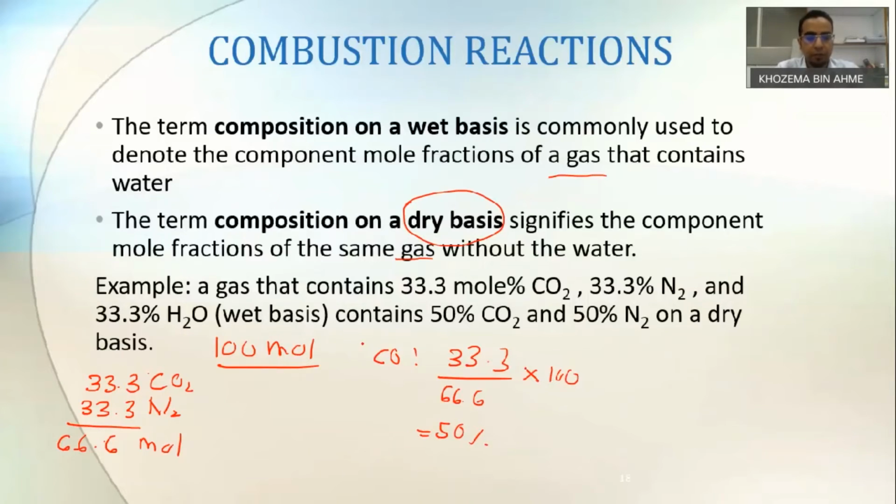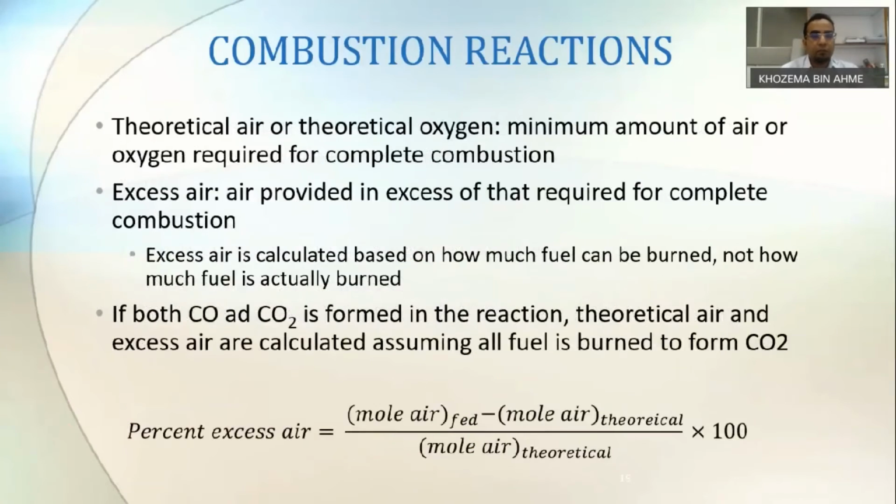So this is the meaning of when you have a gas with 33.3 mole of CO2, 33.3 mole of nitrogen, and 33.3 mole of water on a wet basis: it will have 50% CO2 and 50% nitrogen on a dry basis. The next thing we'll look at is our theoretical air and theoretical oxygen.